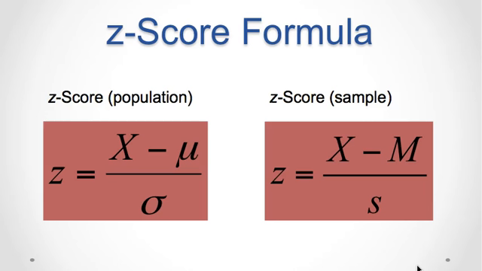The steps to calculate a z-score, or to change a raw data value or score to a z-score, are as follows. So 1, calculate the deviation score. Subtract the mean from the data value: X minus mu for population, or X minus M for sample data. Step 2, calculate the z-score by dividing the deviation score by the standard deviation, sigma for population, or S for sample data. So the z-score formula for population is z equal to x minus mu divided by sigma, and the z-score formula for sample is z equal to x minus M divided by s.